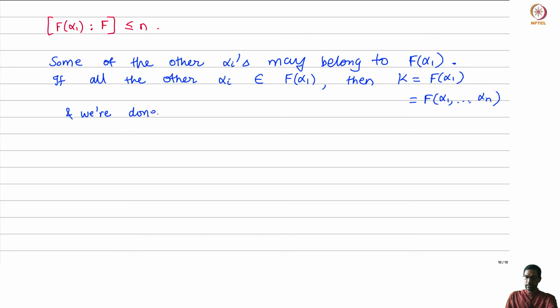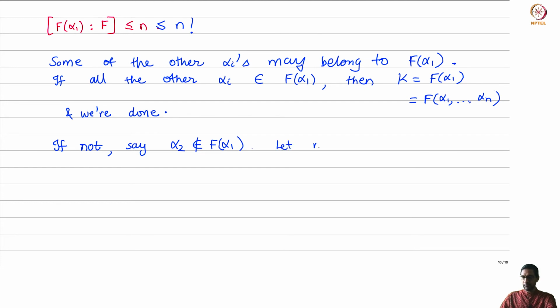Because we have shown that the extension size is at most n, and n is definitely smaller than or equal to n factorial. Now if not, suppose at least one of the other alphas is not part of f alpha 1. Let's say alpha 2 is not part of f alpha 1. Say alpha 2 doesn't belong to the extension f alpha 1. Then we sort of repeat the argument.